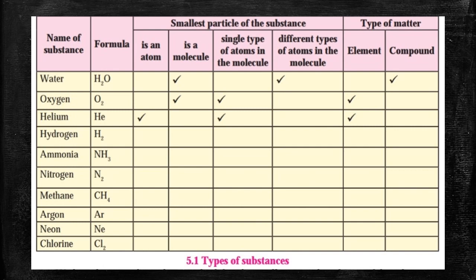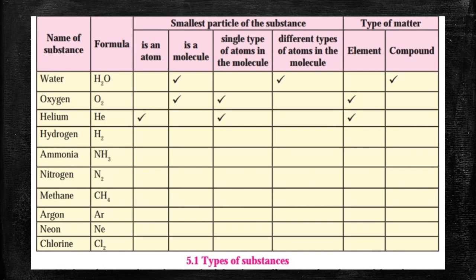Now the next column, single type of atoms in the molecule. Again go to the formula. Can we find only one type of atom in the molecule or in the formula? We have hydrogen and oxygen, and hence it is not single type. Next column, different types of atoms in the molecule. Yes. How come? We have hydrogen and oxygen, hence different types of atoms in the molecule. Put a tick there. Later on we have type of matter, element or compound. Element means it consists of only one type of atom, whereas compound means two or more elements. Here we have hydrogen and oxygen, hence it comes under compound.